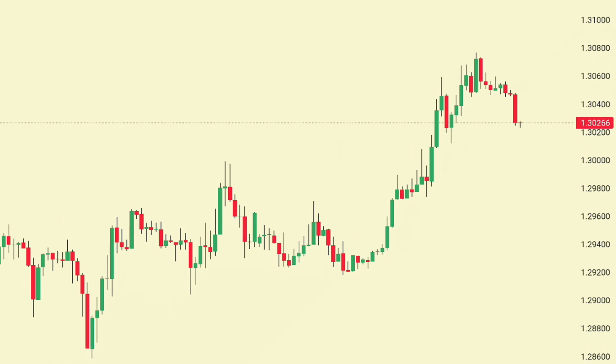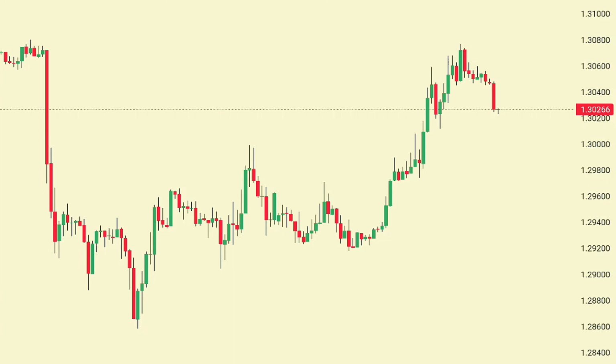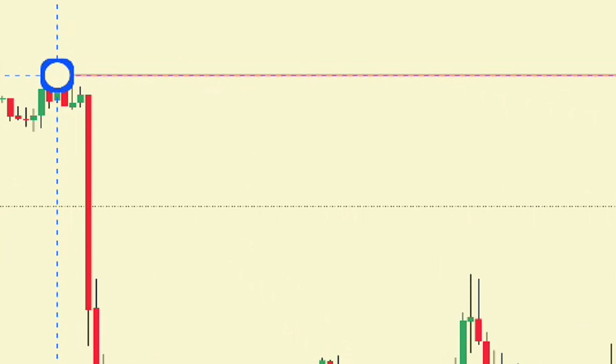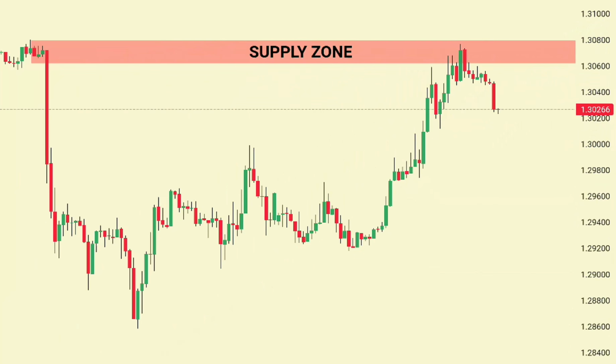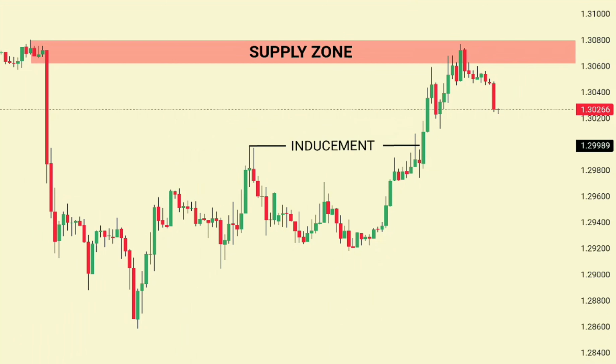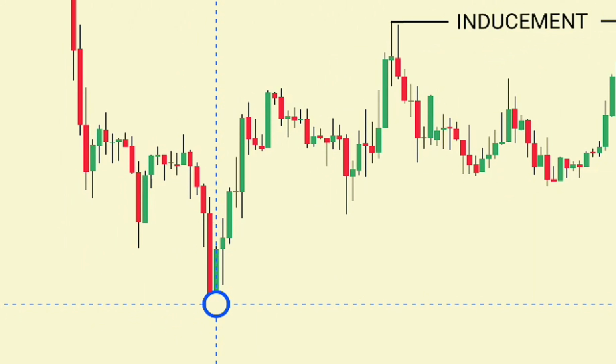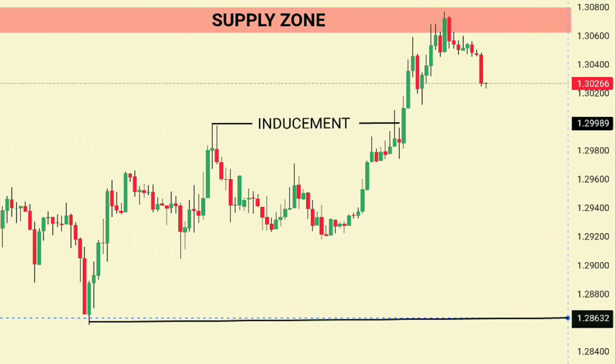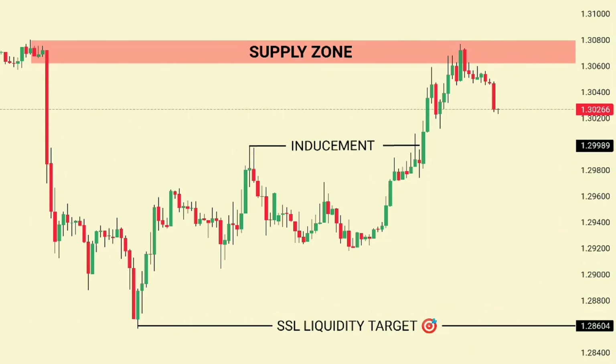After getting the bearish direction from the daily time frame, I moved to the lower time frame for execution refinement. First, price started forming a supply zone and showed rejection from that area instead of strong bullish continuation. Then the market created inducement below the supply zone, attracting buyers into the move. And below the market, sell-side liquidity was resting as the potential liquidity target.